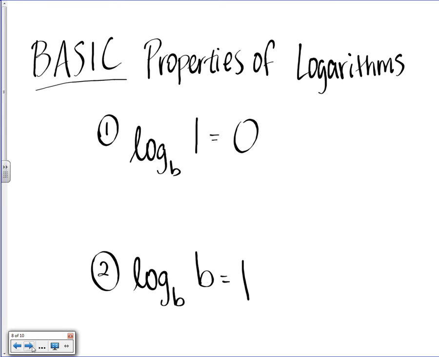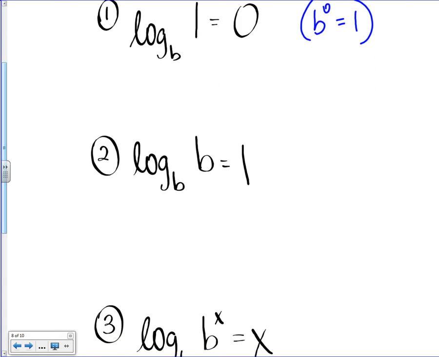Number 1, I have that the log base b of 1 equals 0. Now, this should be pretty obvious to you, because if you rewrite this in exponential form, you get that. And you know that anything to the 0 power is 1. So that property should be pretty evident to you. Let's look at number 2. If we do the same thing with number 2 and rewrite this in exponential form, this becomes pretty clear. If I take a base and raise it to the first power, it is just that base, no matter what the number is. 32 to the first is still 32. 47 to the first is still 47.